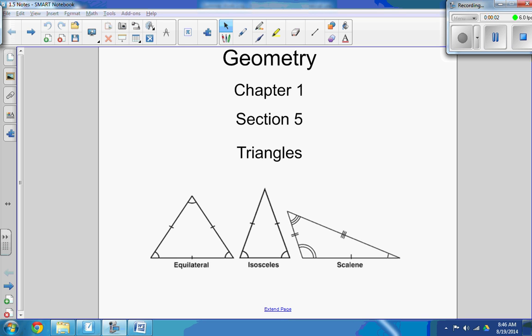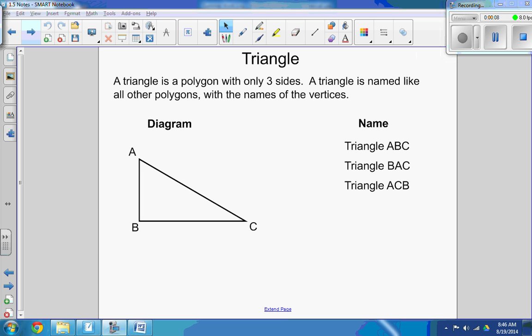Geometry, Chapter 1, Section 5, Triangles. So the first concept is a triangle. A triangle is a polygon with only 3 sides. A triangle is named like all other polygons with the names of the vertices.